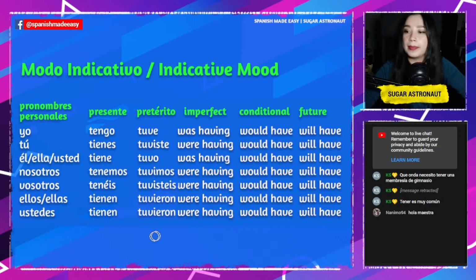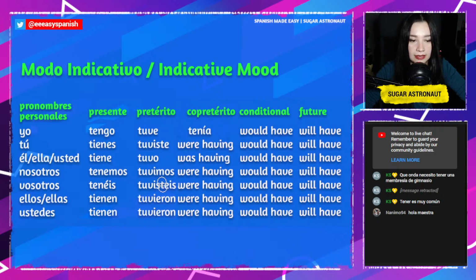El tiempo pretérito. Okay, now the copretérito or imperfect tense. Also, this one is known as el pretérito imperfecto, but I like to call it copretérito. It's just easier. Okay, yo tenía, I was having. Tú tenías. You were having.